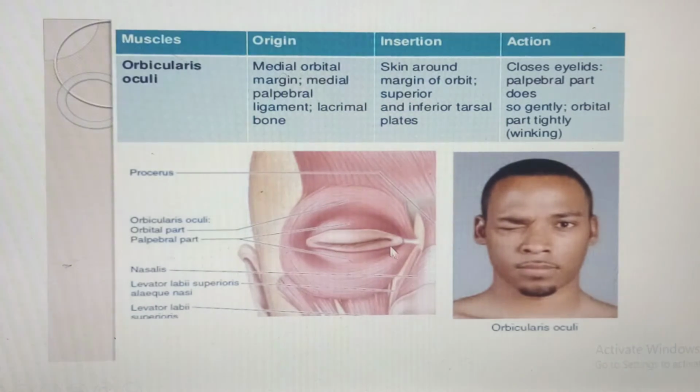Now I told you that that portion which is very medial to the orbit, of the palpebral part, is known as the lacrimal part. And therefore that one will be very important in spreading tears across the eyeball. So that is the role that these parts are going to play. So as you can see, this person has closed the eyeball quite tightly. So it means that it is making use of the orbital part.